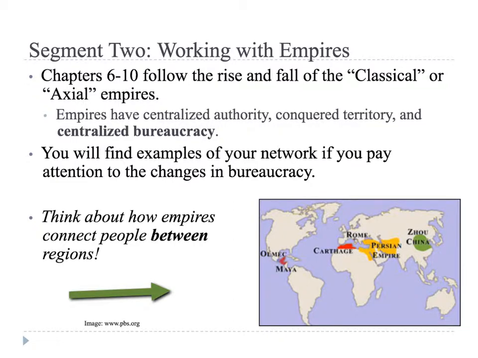Chapters 6 through 10 follow the rise and fall of classical empires. Don't forget the 3 characteristics of empire. Even though we like to focus on charismatic leaders and wars, most likely you will find the best example of your network if you look at the bureaucracy of empire. How is the central authority holding his territory together? How is he staying in power? In this section, you should start thinking about how your network is functioning between regions rather than within a region.